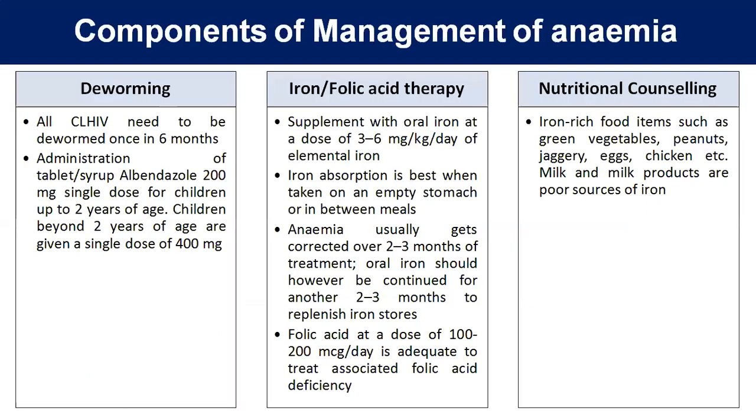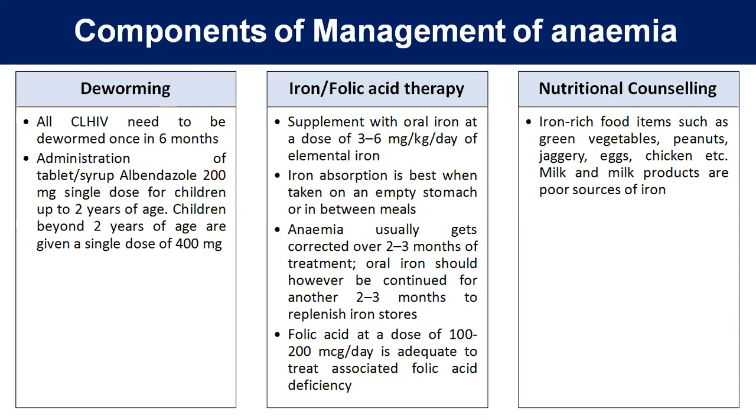So after investigating the child, we move on to the management of anemia. Management is under 3 prongs. Firstly, deworming the child. All CLHIV need to be dewormed once in 6 months. This is true for all children, irrespective of HIV status. We administer albendazole tablet or syrup, 200 mg single dose for children up to 2 years of age. And for those beyond 2 years of age, we use an adult dose of 400 mg. And we repeat albendazole every 6 months.